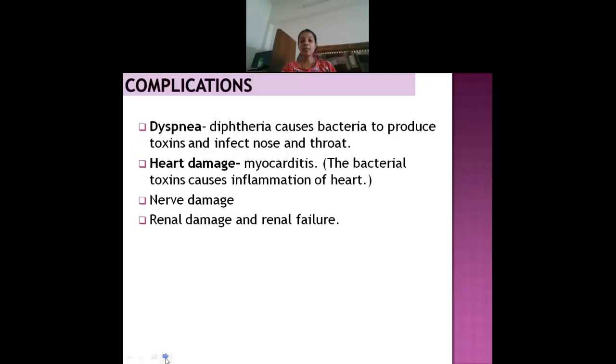Why it happens is mainly because of the release of the bacterial toxins, and that may in turn progress into complete heart damage. Along with that, these bacterial toxins of Corynebacterium diphtheriae may result in nerve damage, and it may also damage your kidneys and cause renal failure.